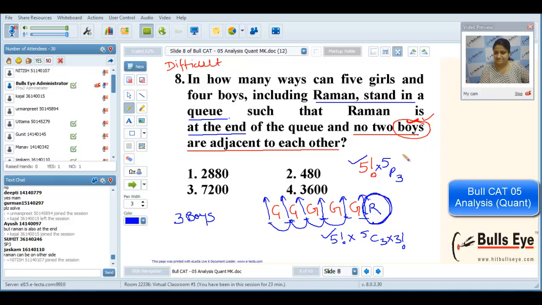No, just Karan. It is a queue and the question says Raman should be at the end of the queue. If the question says Raman is at either end of the queue, then we will multiply it by 2. Otherwise not.